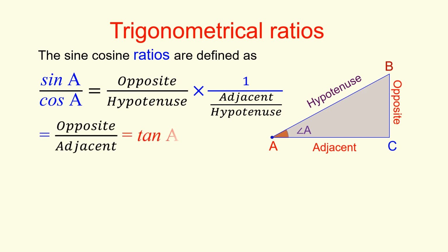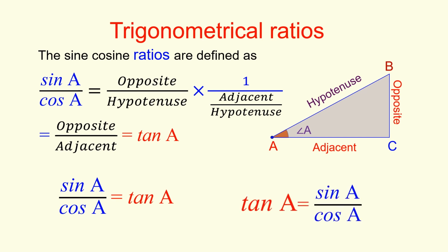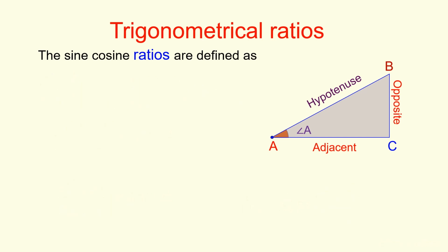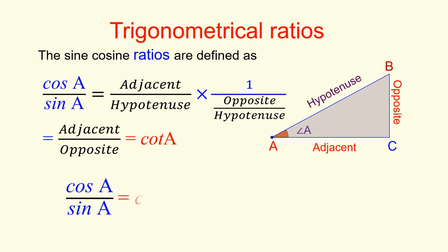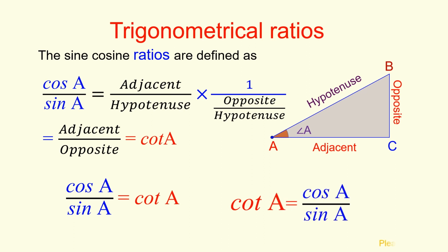The sine-cosine ratios are sine A divided by cos A equals tan A, or tan A equals sine A by cos A. Cos A divided by sine A equals cot A, or cot A equals cos A by sine A.